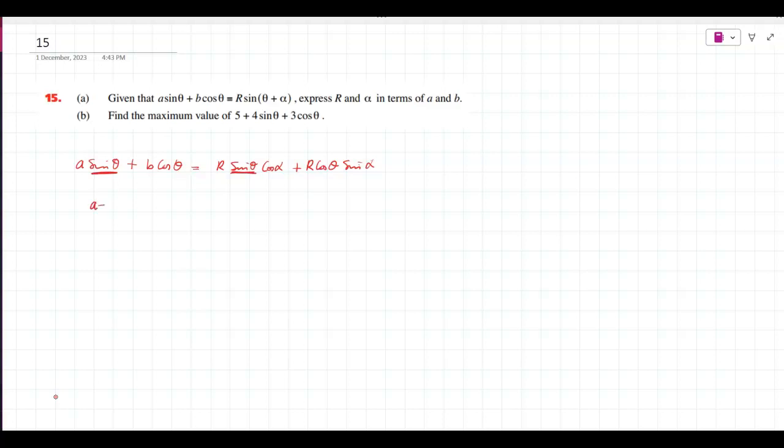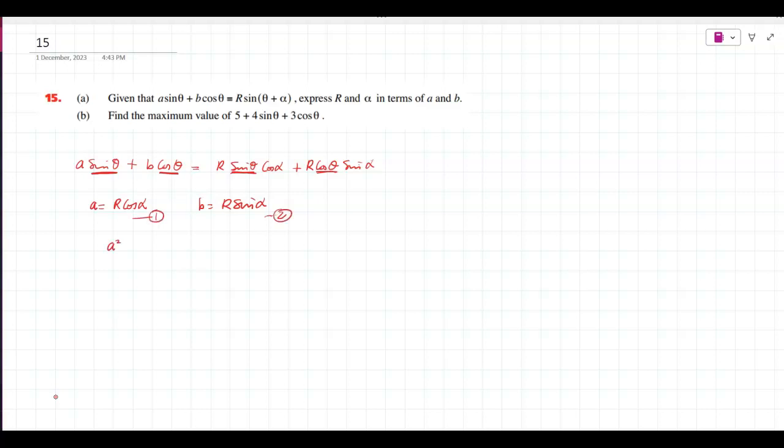So your a is equal to r cos alpha, and your b is equal to r sine alpha, correct? Now you have to find r and alpha in terms of a and b. So this is 1 and 2.